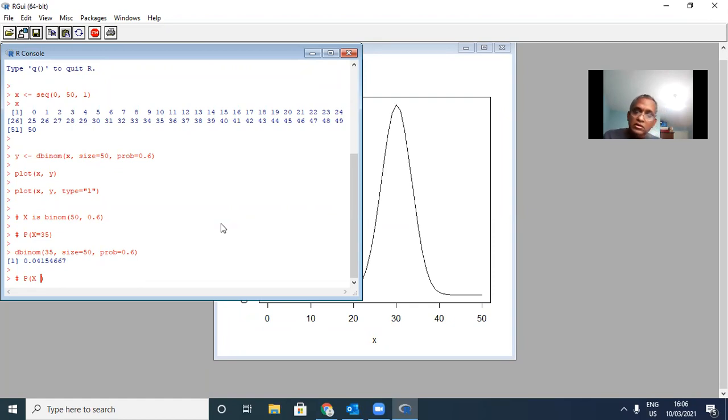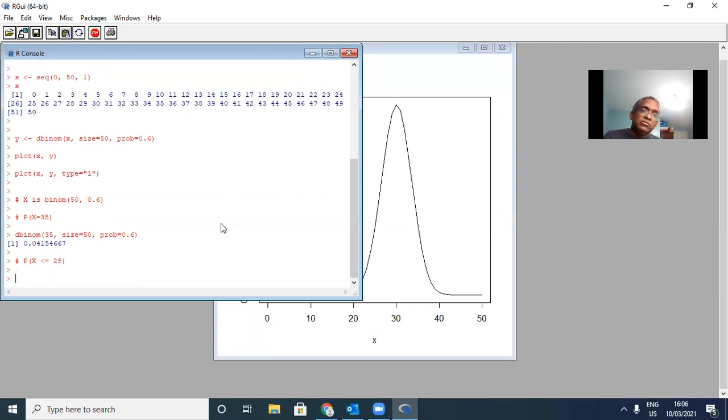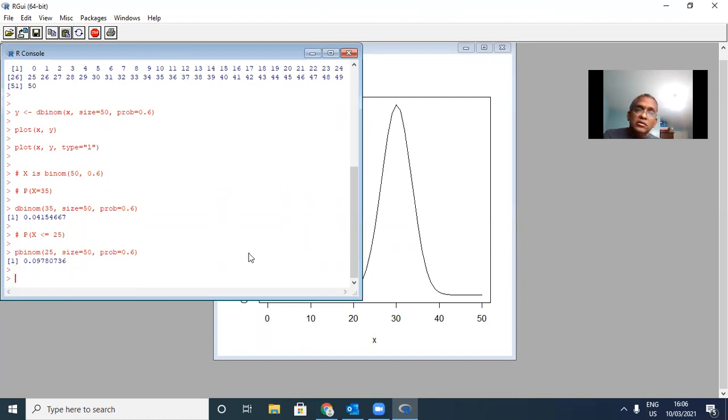Now, suppose you want to find the probability that x is less than or equal to 25. To do this, you will use the pbinom command. The P stands for probability. So the probability at x less than or equal to 25, you need to change this to 25. So this is what you will get. This is the probability that x is less than or equal to 25.